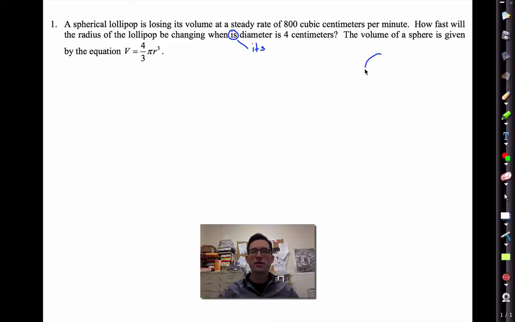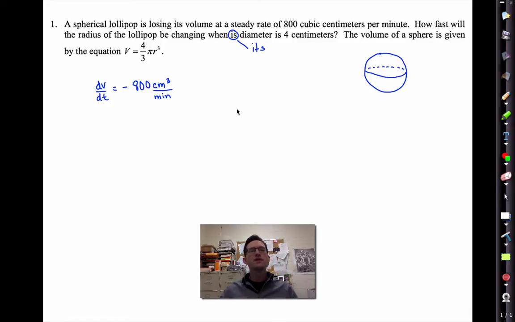So let's kind of picture this, right? We've got this sphere. I'm going to just draw a little bit of an equator on it so that it kind of looks 3D as opposed to just a circle. And what we're told is the volume's going away at 800 cubic centimeters per minute. Seems like a lot. 800 cubic centimeters per minute. All right. Remember, the derivative is negative here because the rate is negative. It says, how fast will the radius of the lollipop be changing when its diameter is 4 centimeters?